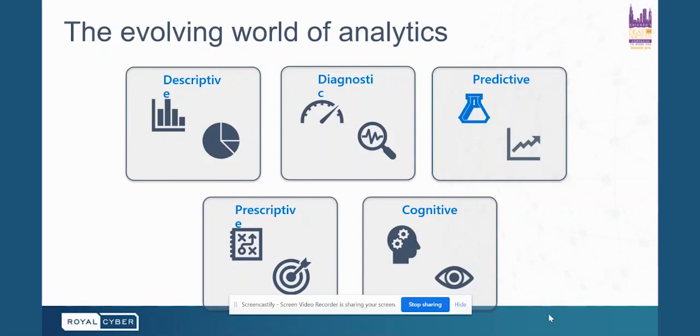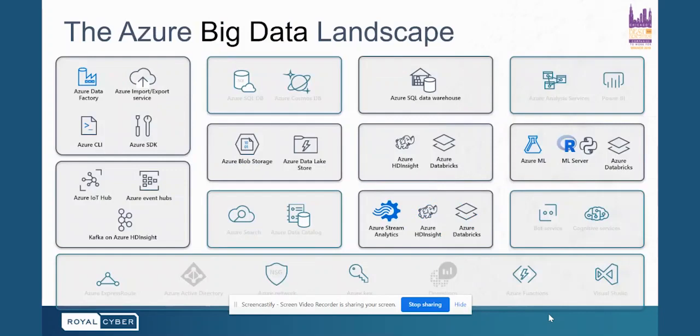Then the final thing where everybody wants to be is the cognitive, where you ask a chatbot a question, and then based on the previous transaction and history stored in the data lake, it is giving you the right answer. This is how the Azure big data landscape looks like. So on the left, you have the ingestion services, the storage, the Azure Databricks where you do the preparation, and then ML, the modeling piece, and the visualization piece.